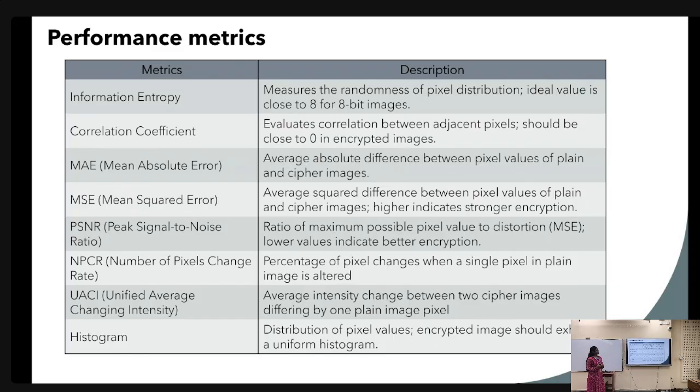Then mean absolute error, which is the average absolute difference between pixel values of the plain and cipher image, like that mean squared error, PSNR, NPCR, the number of pixel change rate, which means if one pixel value in the plain image changes, how the encryption algorithm is able to produce a different result. That will be measured by NPCR and UACI. Next, histogram. It's a distribution of pixel values. Generally, the histogram of the encrypted image should be flat, like a uniform distribution.